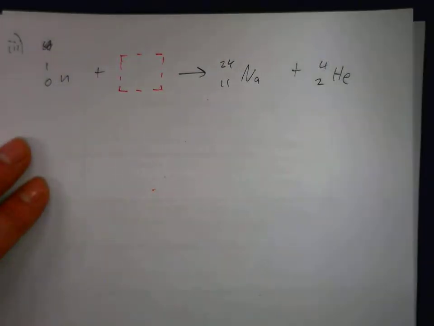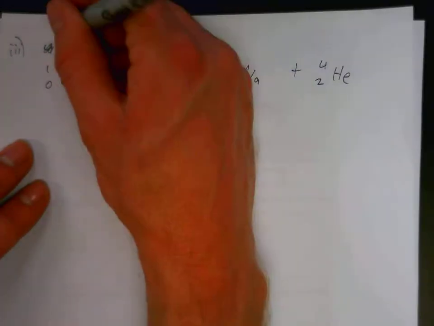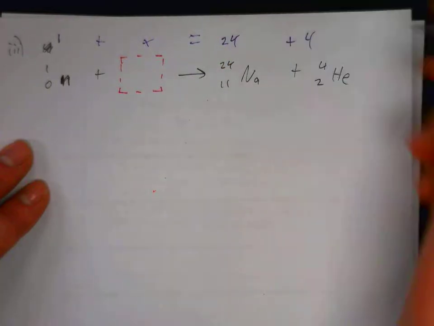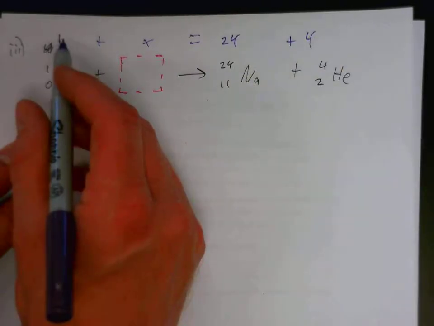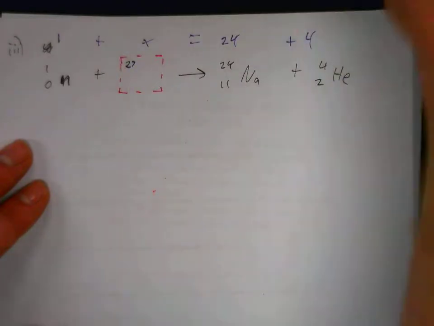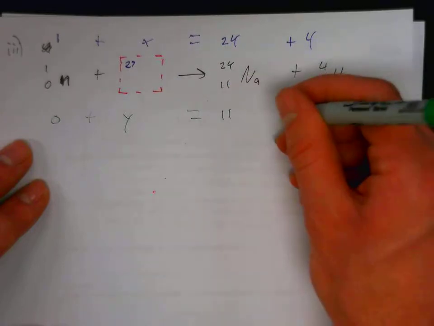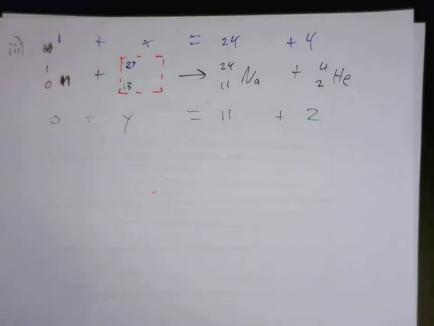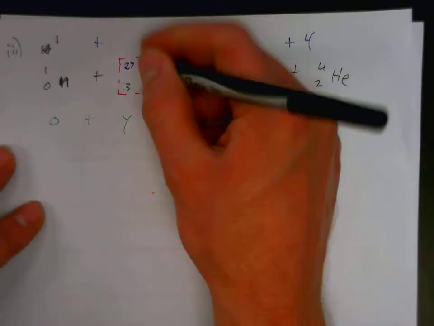All right, so again, a similar approach. N is a neutron here. We have 1 plus x equals 24 plus 4. So this is going to be 28, and we'll subtract 1, so x is 27. And then we have 0 plus y equals 11 plus 2. So that would be 13, and 13 is y. Look at the element. Atomic number 13 is aluminum. And there we go.